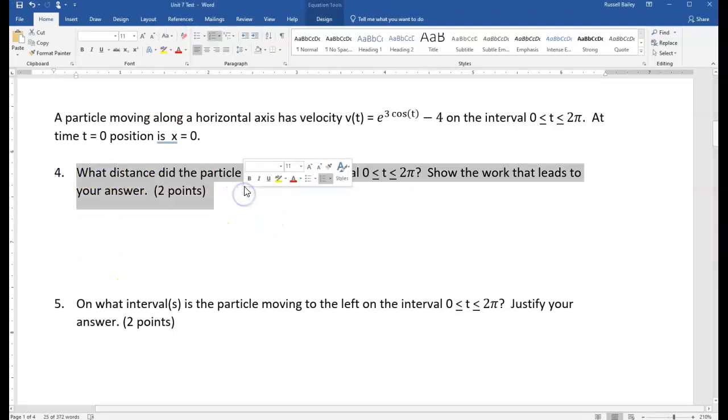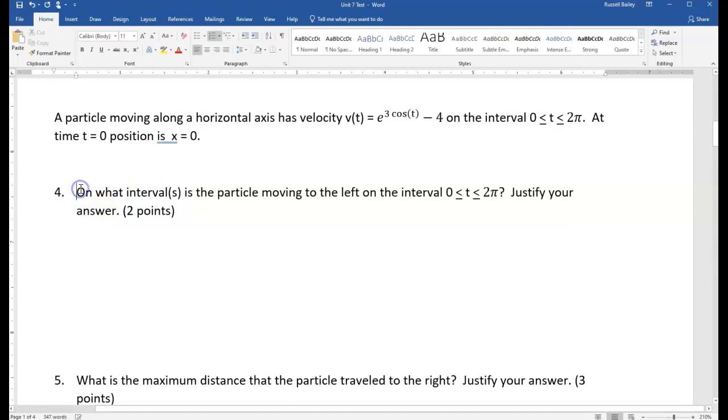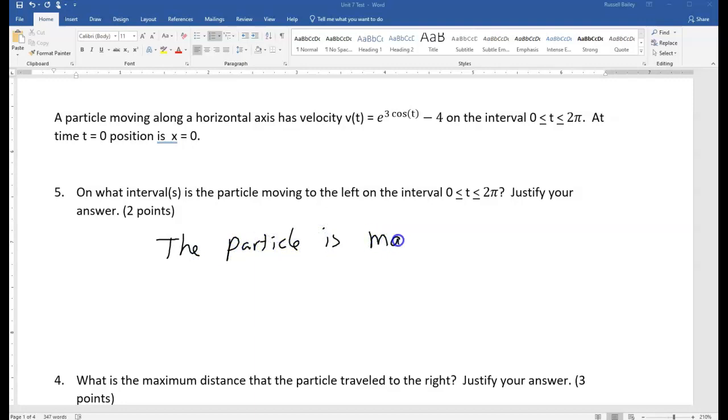Get rid of number 4. Number 5. On what interval is the particle moving to the left? All right. The particle is moving to the left when the velocity is negative.